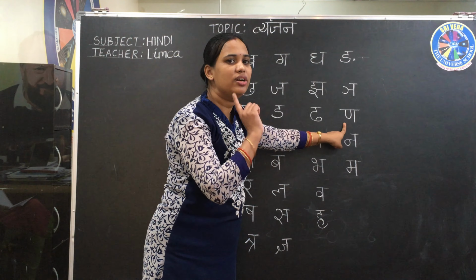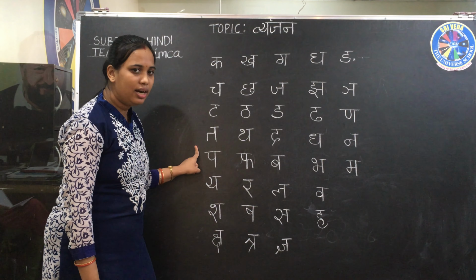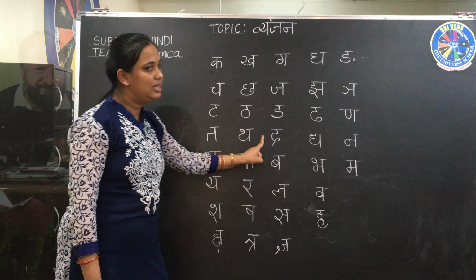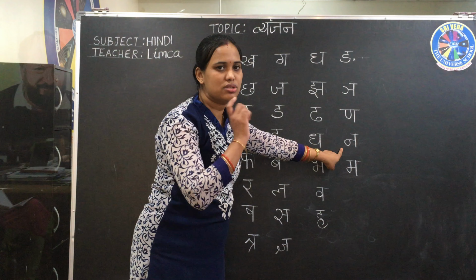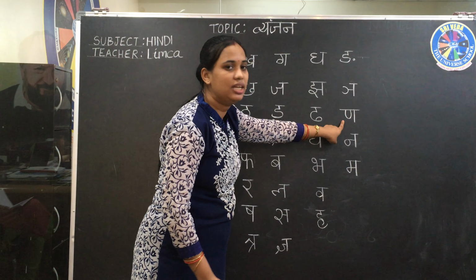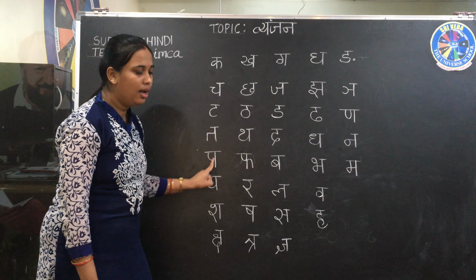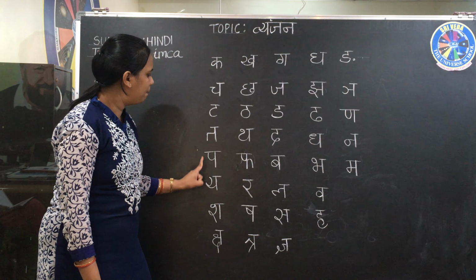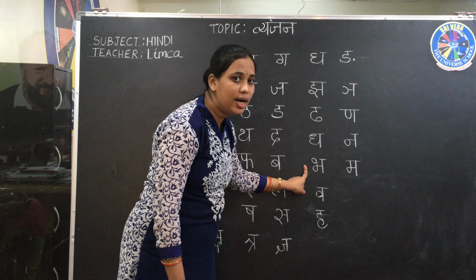Na. Like this, your tongue touching up. Then ta, tha, da, dha, na. Only slowly. This is na. Then pa, pha, ba, bha, ma.